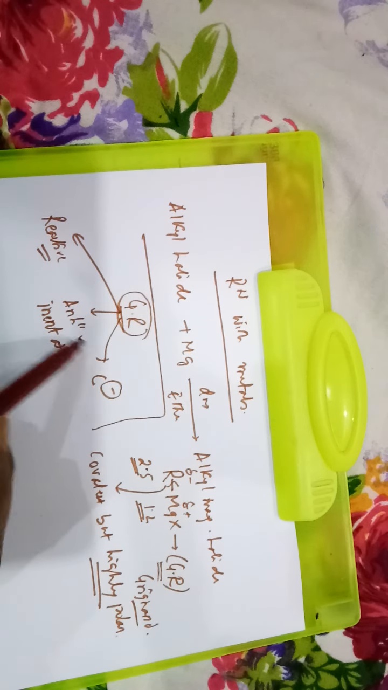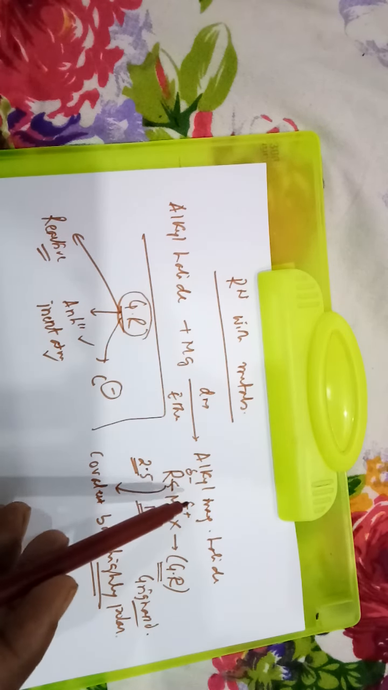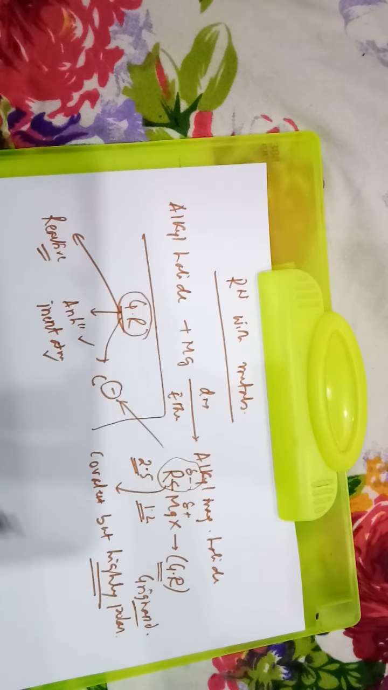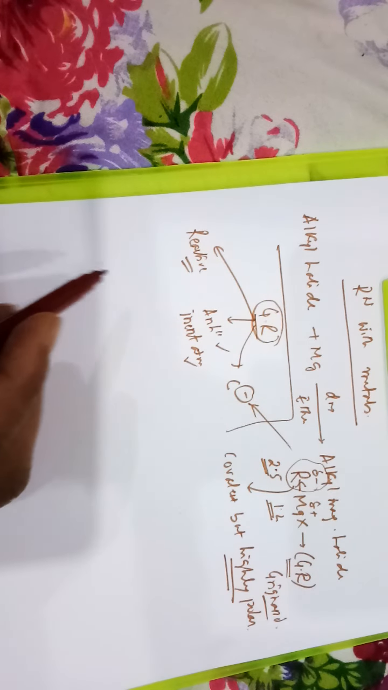Grignard reagent is prepared in anhydrous conditions and in an inert atmosphere, as it reacts with oxygen, carbon dioxide, etc. And Grignard reagent is a source of carbanion. So next we will do other reactions.